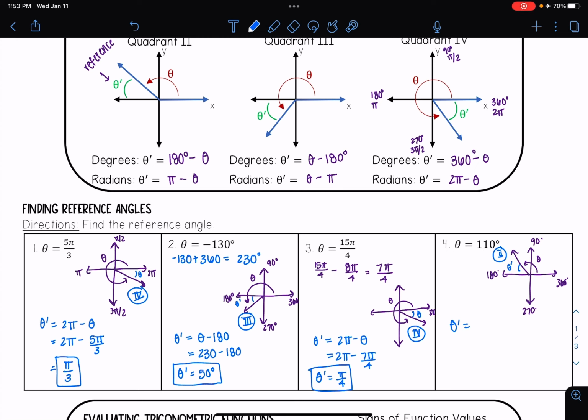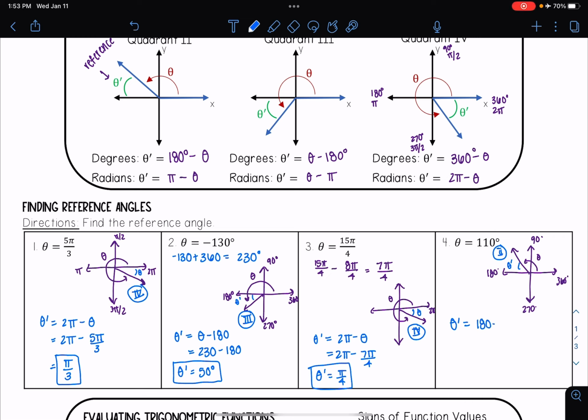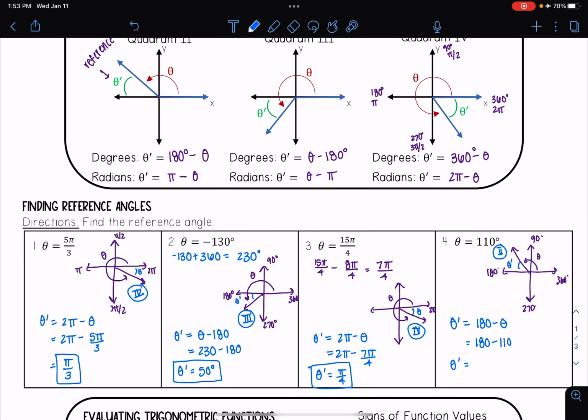Looking at that, theta prime is going to equal 180 minus theta. So I get 180 minus 110, which means that theta prime is equal to 70 degrees.